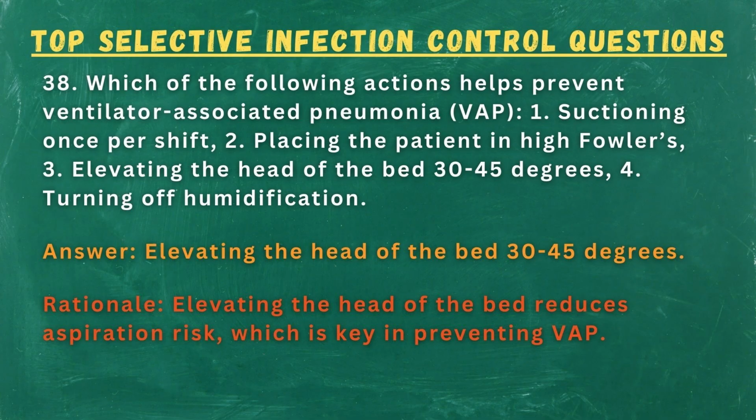38. Which of the following actions helps prevent ventilator-associated pneumonia (VAP)? 1. Suctioning once per shift. 2. Placing a patient in high Fowler's. 3. Elevating the head of the bed 30 to 45 degrees. 4. Turning off humidification. Answer: elevating the head of the bed 30 to 45 degrees. Rationale: elevating the head of the bed reduces aspiration risk, which is key in preventing VAP.